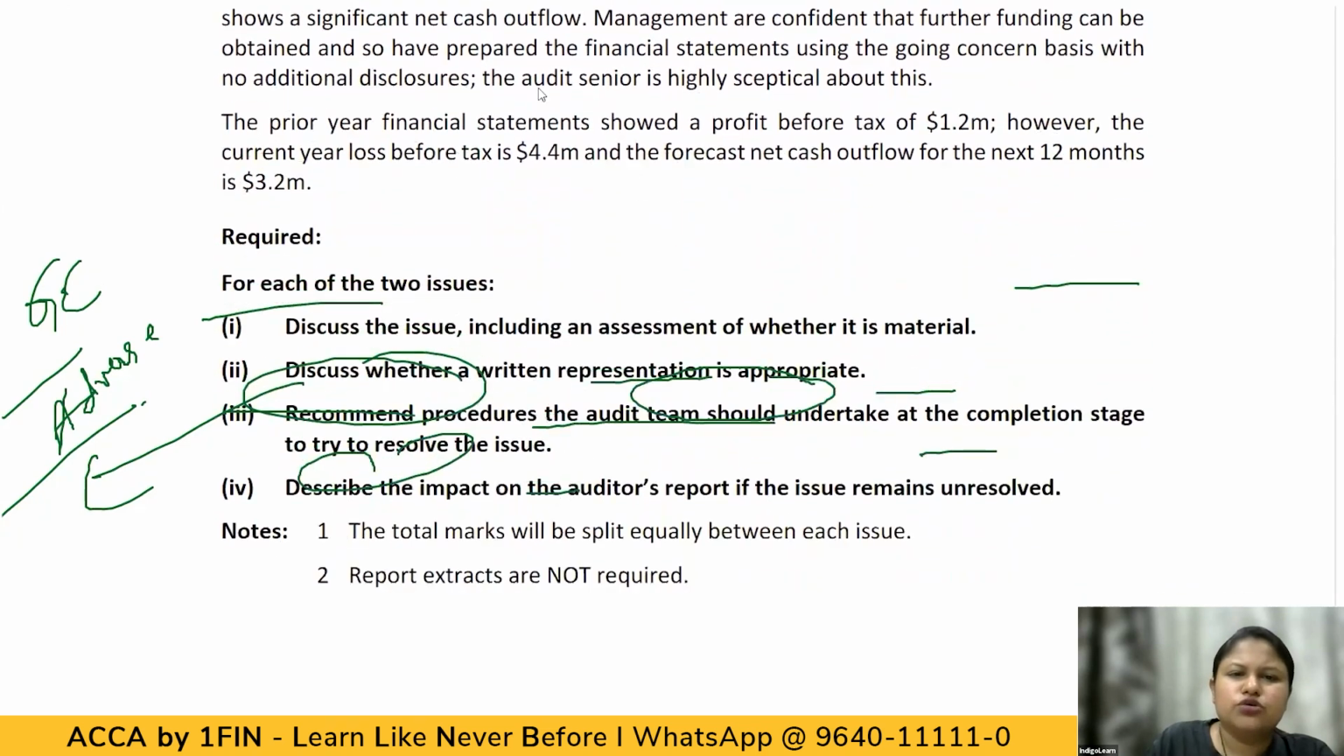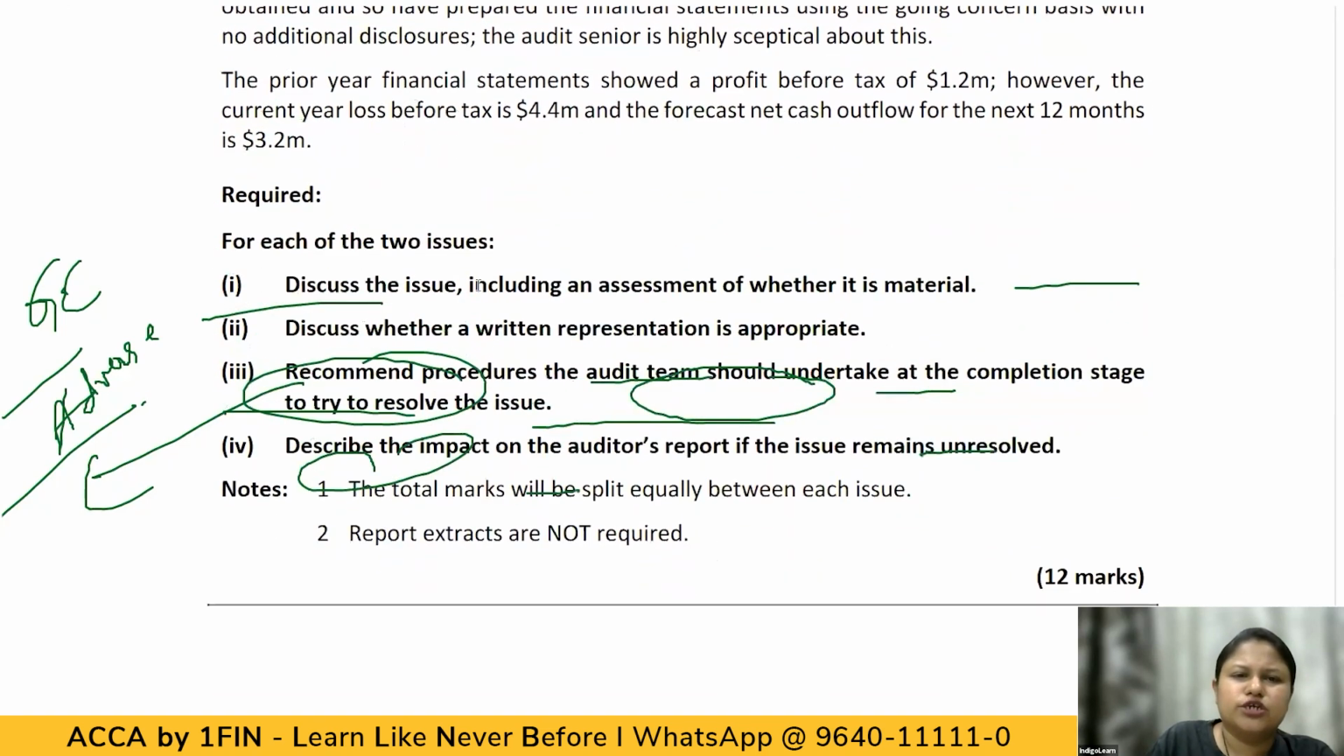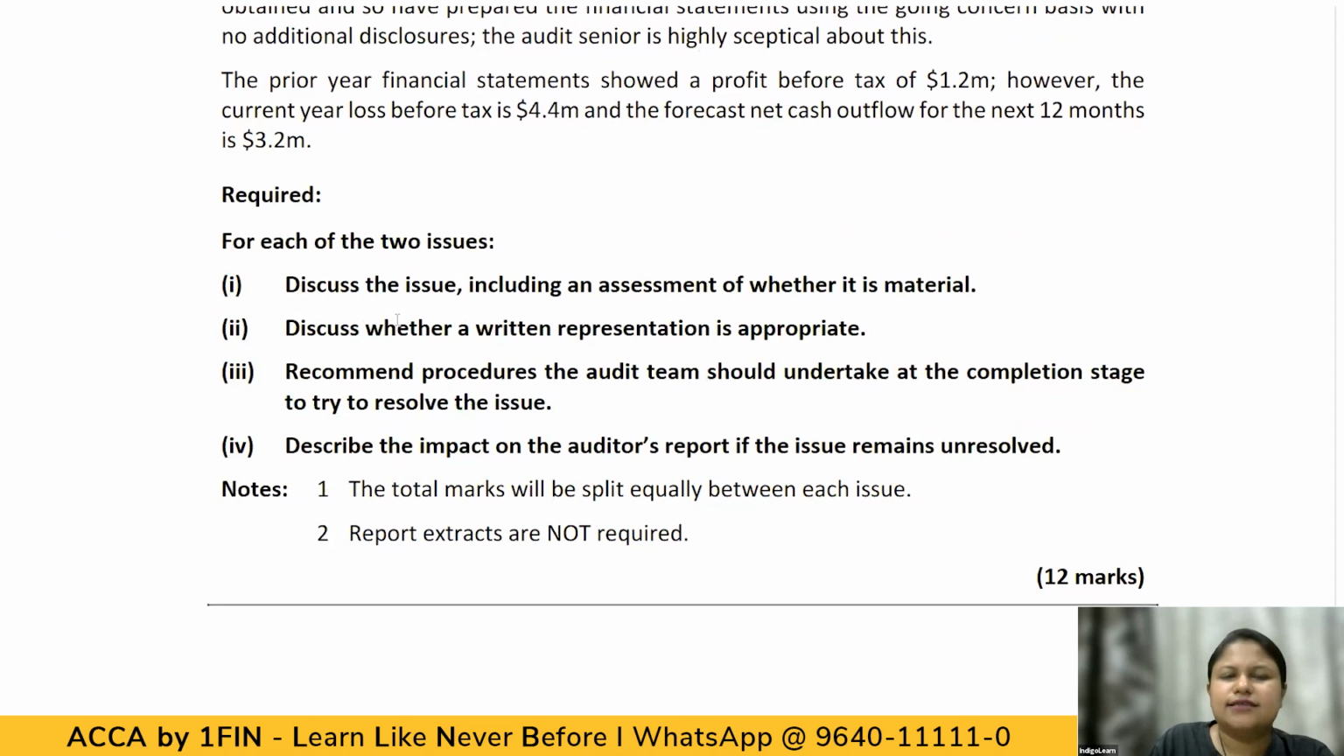Okay. For each issue, describe what the issue is. The issue here is the losing of the data, and the other is going concern. Both are going to be material items. Okay. Discuss whether written representation is appropriate. Only on written representation you cannot rely. These are material items. Apart from written representation, you also have to perform other audit procedures. Only written representations will not be sufficient appropriate evidences.